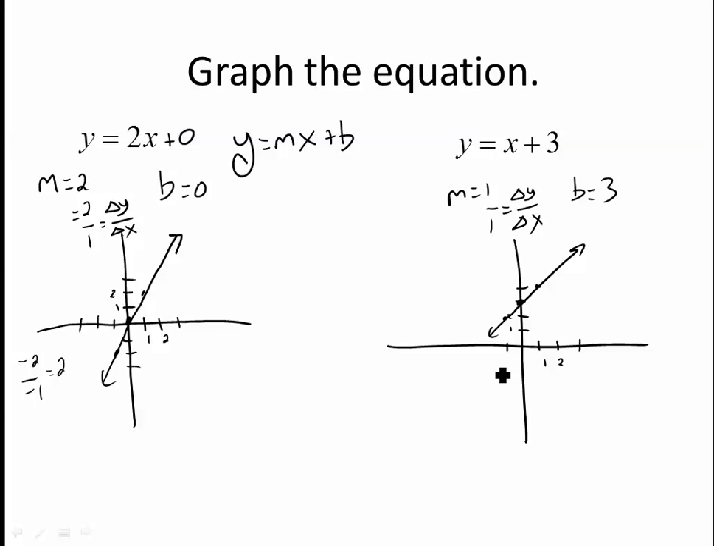Call it good. Notice how both of these are related to the parent function y equals x. Y equals x has a slope of 1, passes through the origin. This line has just been shifted up 3 units. This line has a slope of 2, so it's related to y equals x in that it's steeper. And that's the relationship between these functions and the parent.